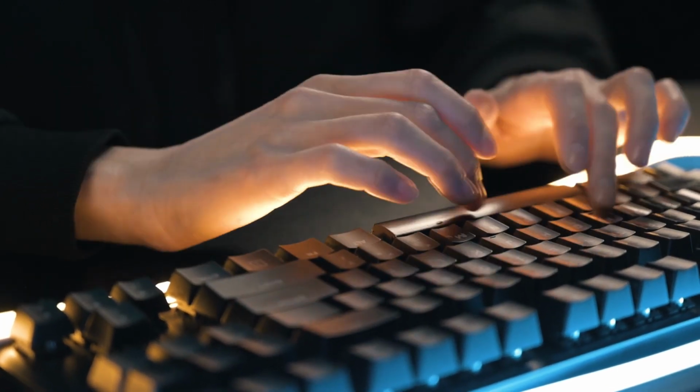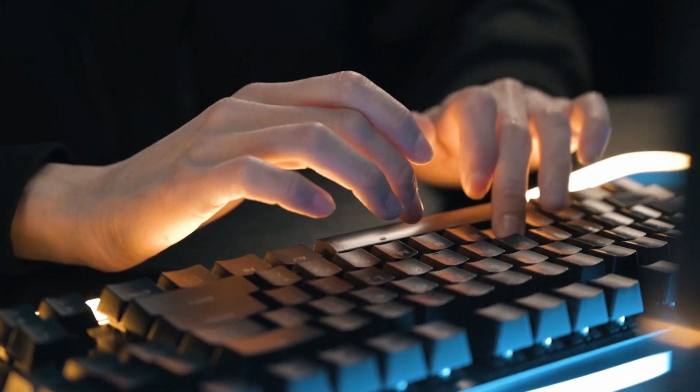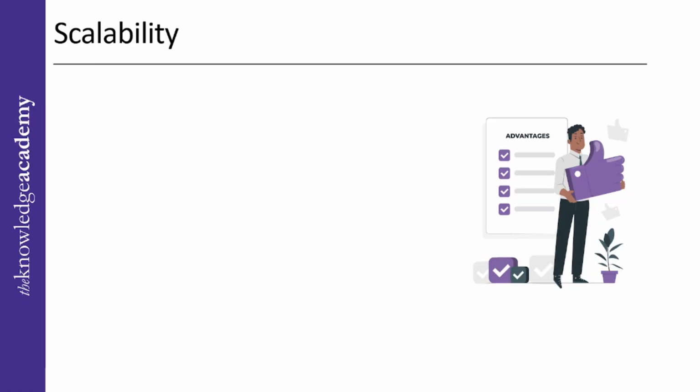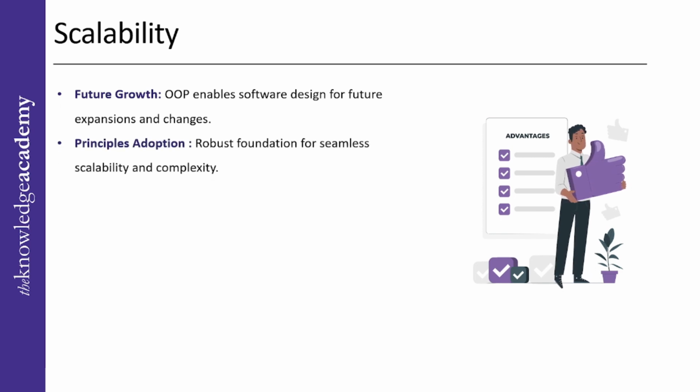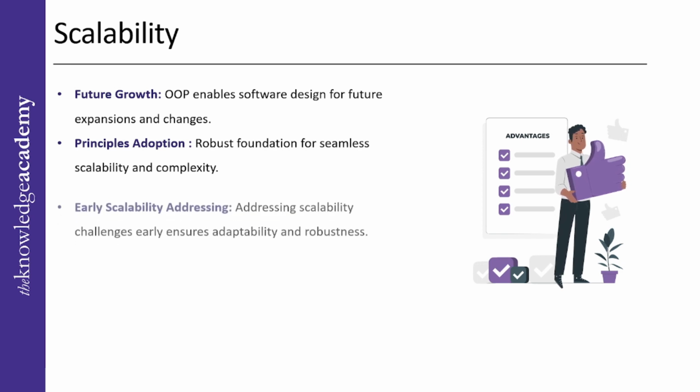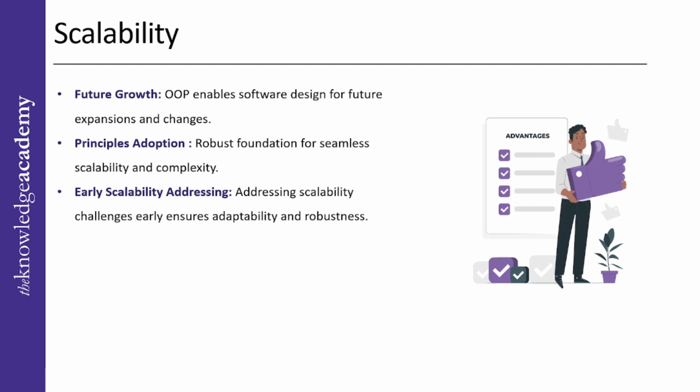Object-oriented programming equips programmers with the tools to design software that can effortlessly accommodate future growth and changes. By adopting object-oriented programming principles, programmers lay the foundation for applications that can seamlessly scale to meet evolving requirements and handle increasing complexity. This approach empowers them to anticipate and address scalability challenges early in the development process, ensuring their projects remain adaptable and robust as they progress.